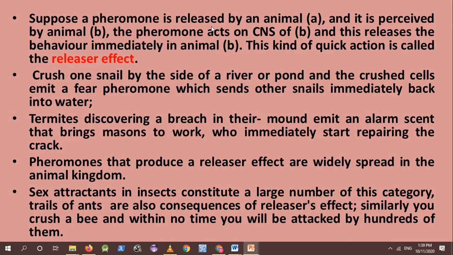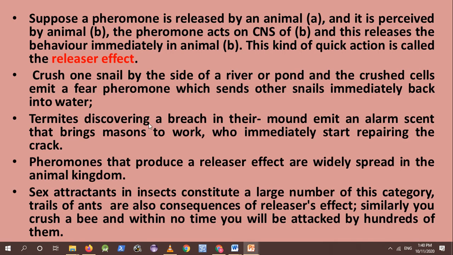Now we will discuss both the effects with examples. Suppose a pheromone is released by animal A and it is perceived by animal B, acting on the central nervous system of B and causing an immediate behavioral change. This kind of quick action is called the releaser effect. For example, if we crush one snail by the side of a river, we will see that immediately so many snails which are there will all go inside the water. Why? Because the crushed cells are emitting a fear pheromone which is perceived by other snails and they sense that there is danger, so they immediately go inside the water.